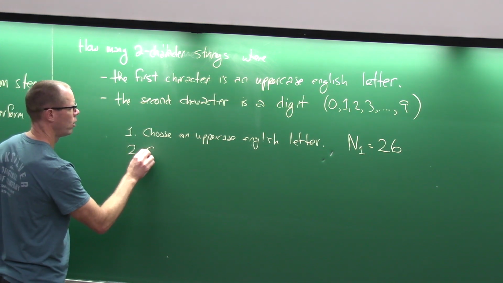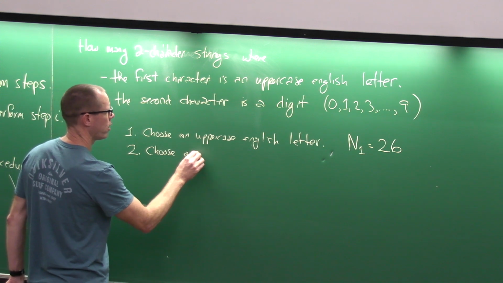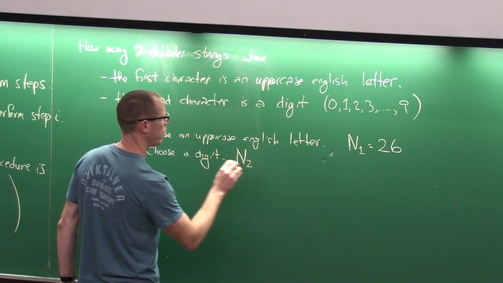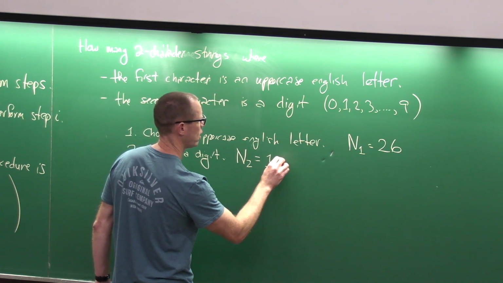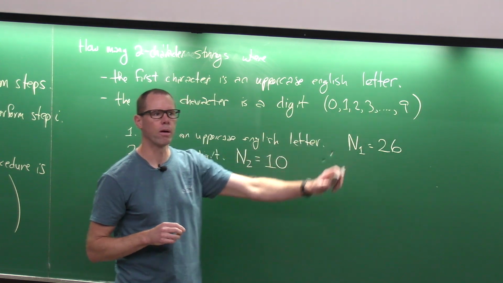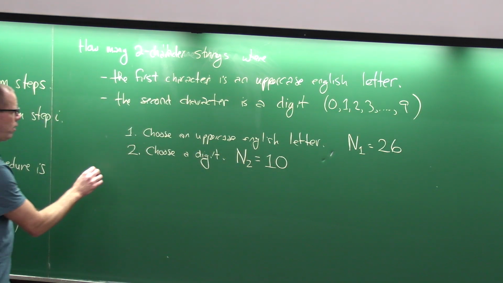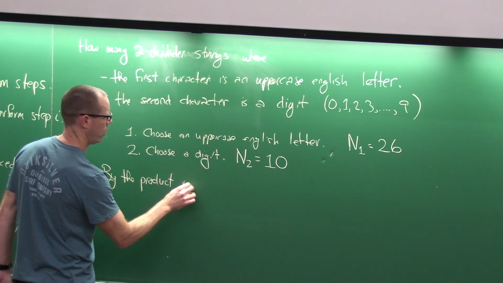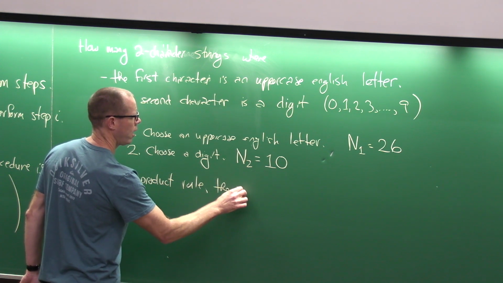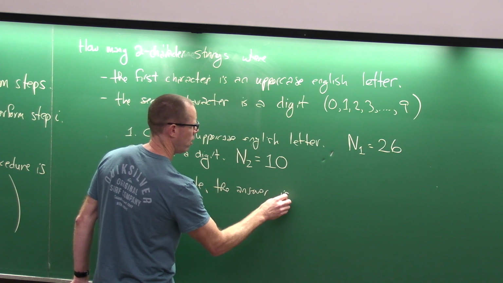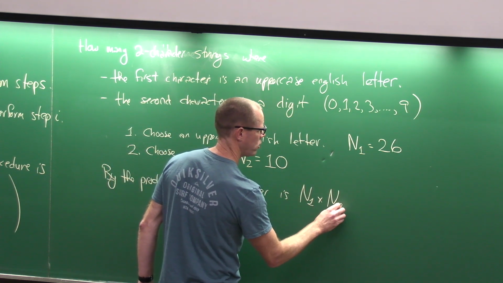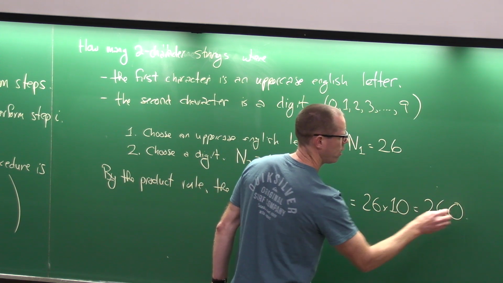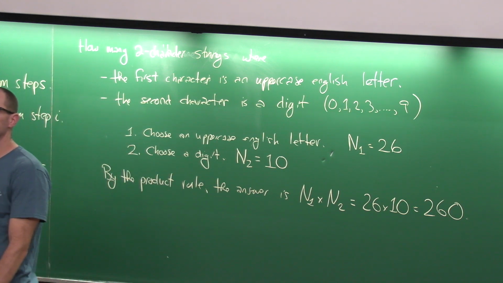Step 2 is choose a digit. How many ways are there to do that? There's N2 ways, which is 10. Any one of these 10 digits. So by the product rule, the answer is N1 times N2, which is 26 times 10, which is 260. Okay.